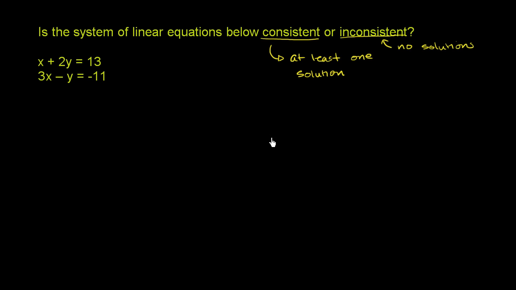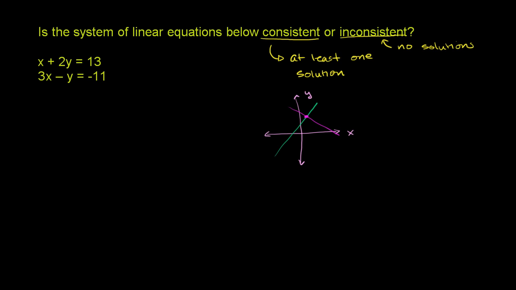Let me just draw a really rough graph. That's my x-axis, and that is my y-axis. If I have just two different lines that intersect, that would be consistent. That's one line, and that's another line. They clearly have that one solution where they both intersect. So that would be a consistent system.